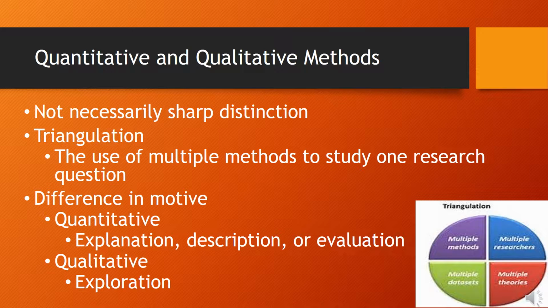Quantitative and qualitative methods vary in motives. Quantitative is often used in research when the motives are explanation, description, and evaluation. Qualitative is used oftentimes for exploration, but can be utilized for explanation, description, and evaluation processes.